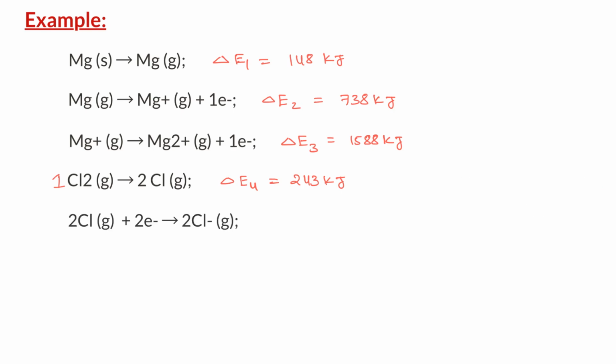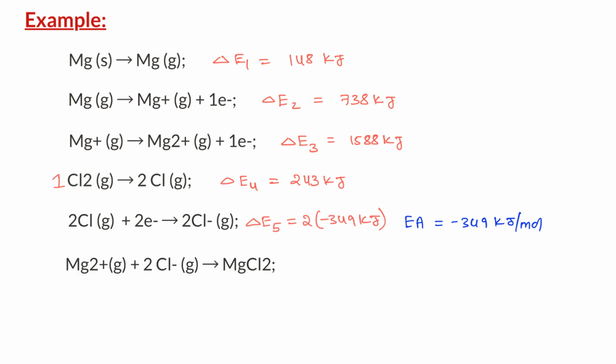Next, chlorine in the gaseous phase gets converted into Cl- in the gaseous phase. We have 2 moles of chlorine getting converted into 2 moles of Cl-. The electron affinity of chlorine is given as -349 kilojoules per mole. According to the definition, electron affinity is given per mole. However, in the reaction, we have 2 moles of chlorine accepting 2 moles of electrons. Therefore, the energy change for this reaction would be twice as much.